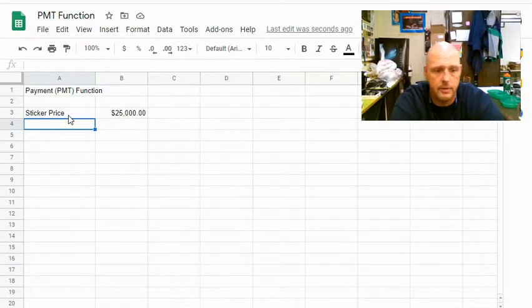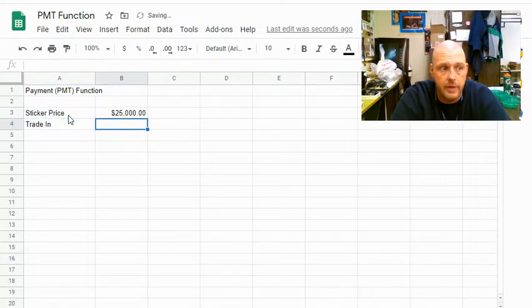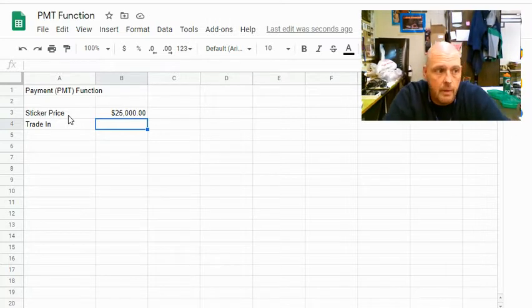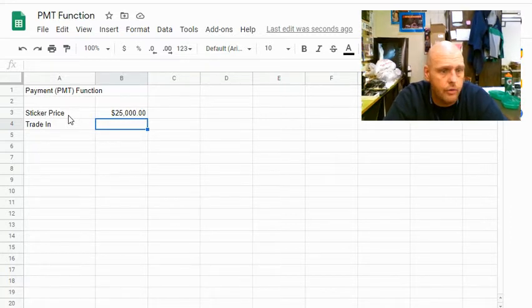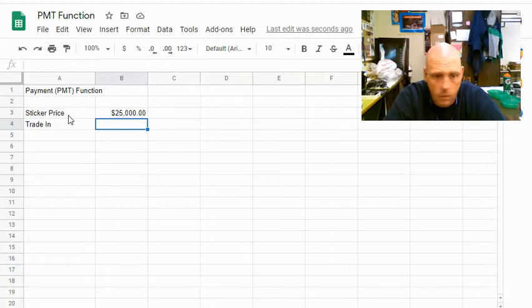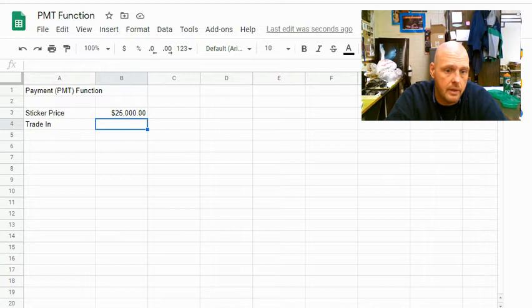I may also be able to negotiate the value of my trade-in, right? I have an old vehicle that I don't want anymore. I'm willing to give it to them. They will say, well, we think that car is worth $1,000. I may say, well, do you think you can do a little better? Could you give me $1,500? Whatever that math happens to be, but you're trading in an old vehicle.